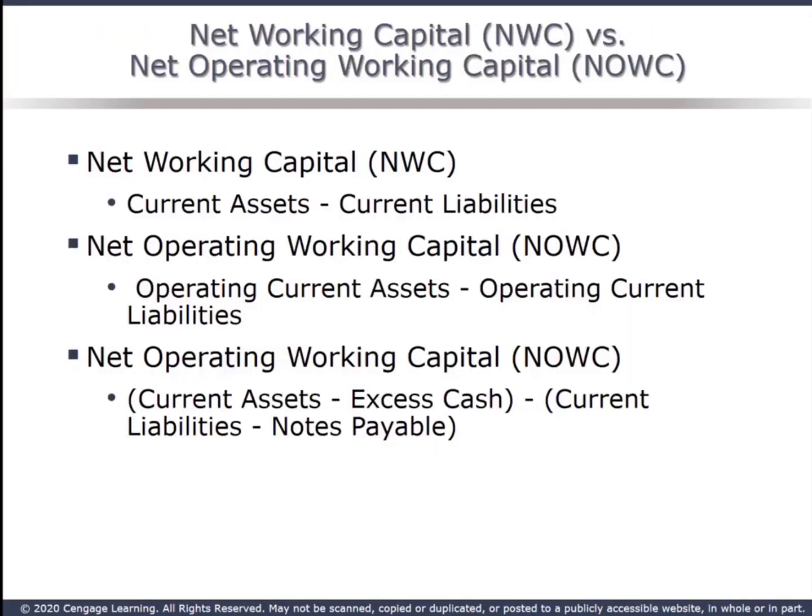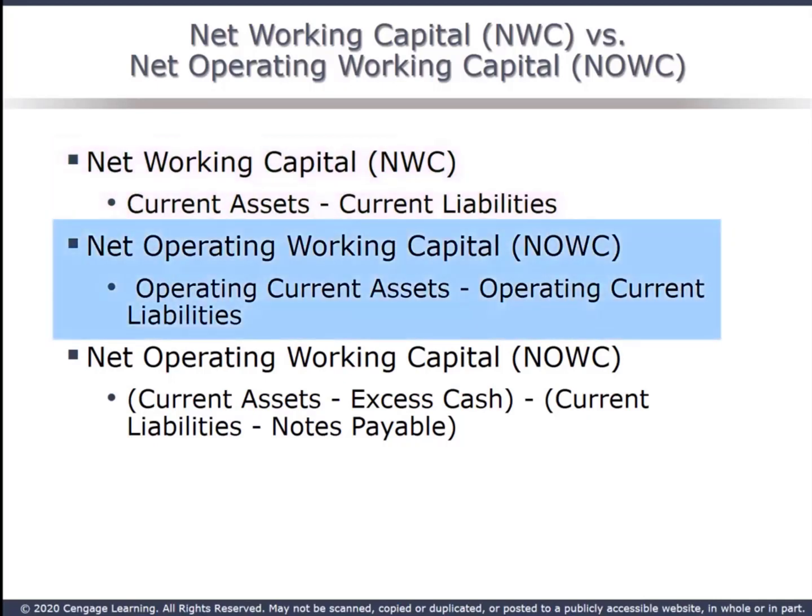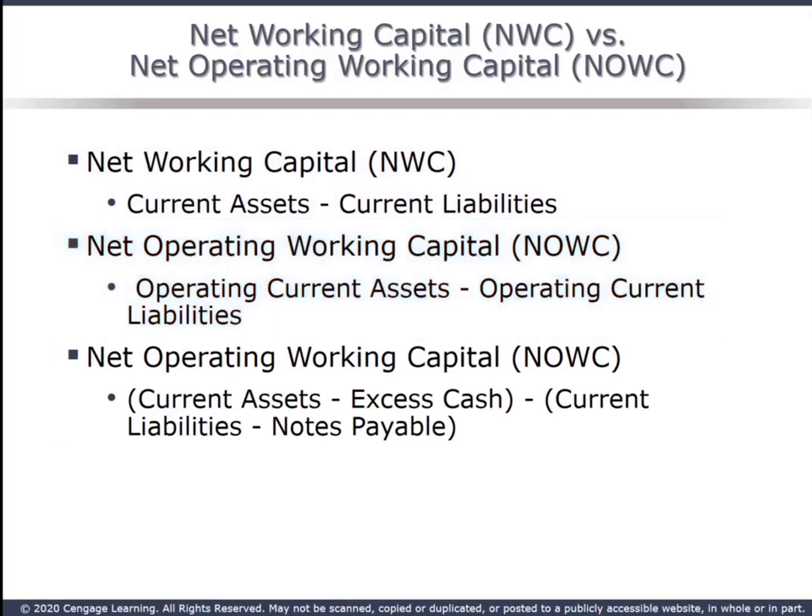Before we go any further, we need to differentiate between two types of net working capital. The traditional definition of net working capital is current assets minus current liabilities. A more refined definition is net operating working capital, NOWC. Net operating working capital is only concerned with operating assets and liabilities.